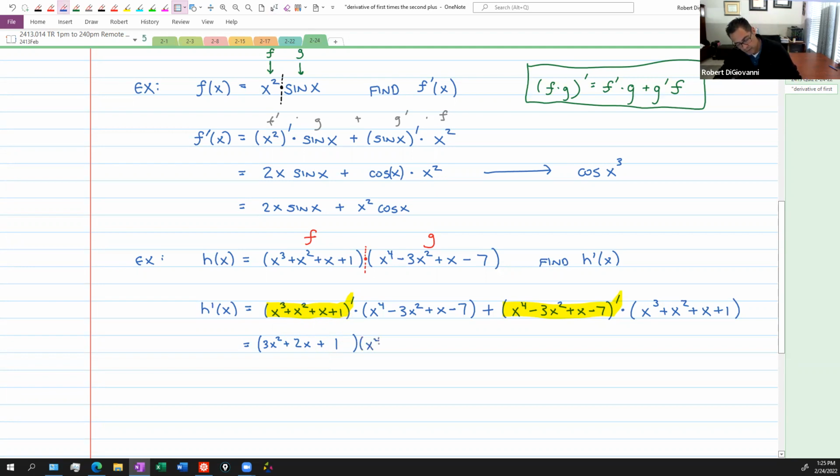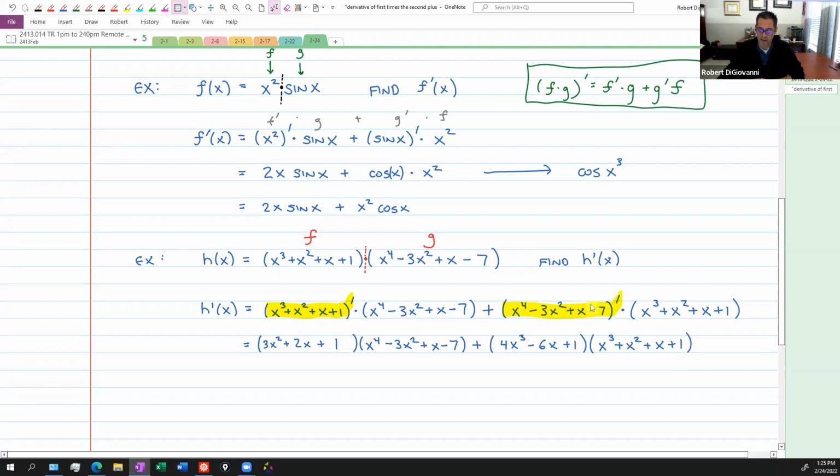Next to that, I write x to the 4th minus 3x squared plus x minus 7, then plus, and now I need this derivative, so I'll apply the power rule again. So we get 4x cubed minus 6x plus 1, and then the f function at the end here. There, that's it. Derivative of these four terms, I did them individually because I'm allowed to, because all I'm doing is taking the derivative of what's in here. And then I just use power rule on each of those. And the derivative of -7 was 0. Any questions there?